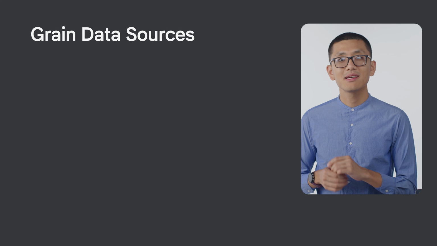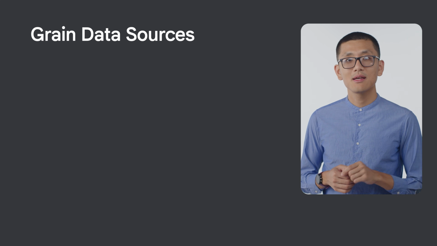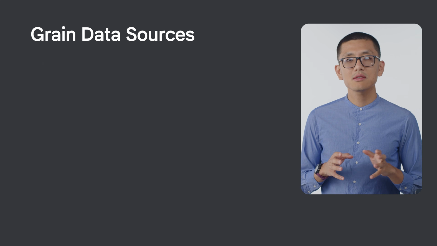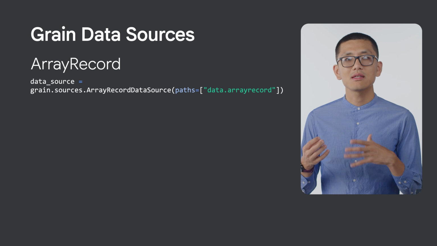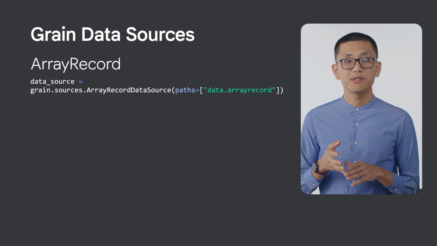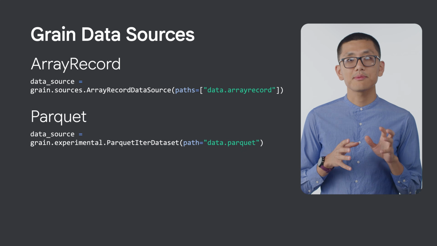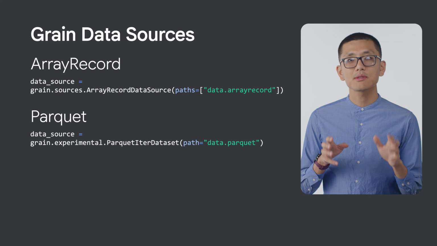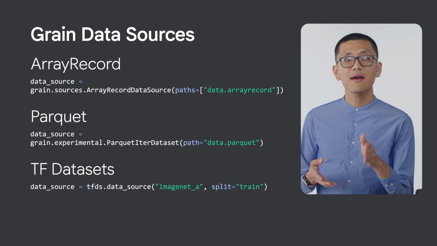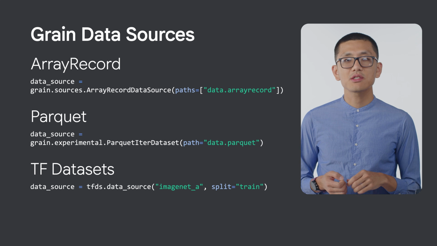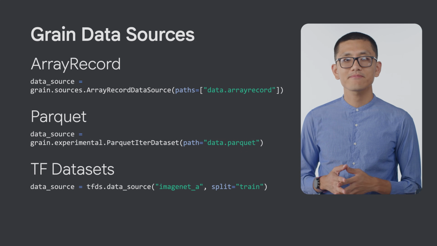I'll briefly touch on each of the three abstractions that the DataLoader uses, just so you have a sense of what it might look like to use them. First up is the data source class. The main built-in data sources that Grain supports are ArrayRecord, which accepts a single list of path-like or file instruction objects, Parquet, which accepts a path within any PyArrow supported file system, and TensorFlow datasets, or TFDS, which provides an easy way to load many common datasets.